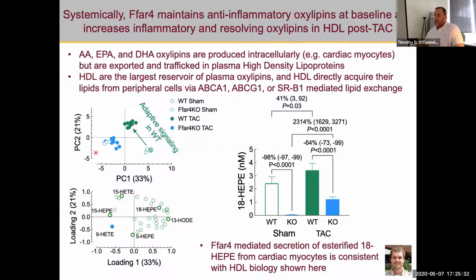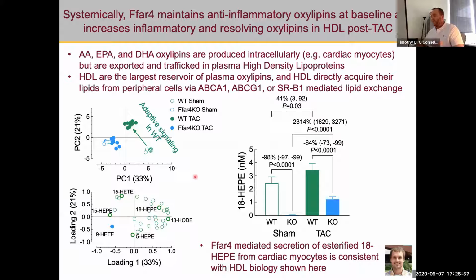Let's compare that to the KO in the blue, the shams in the open circles. Their population is largely dictated by 9-HETE. What is 9-HETE? It is a non-enzymatically derived oxylipin. It's a product of auto-oxidation. And that dominates what you see in the KO sham. There's a little adaptation post-TAC, but really nothing like we see in the wild type.